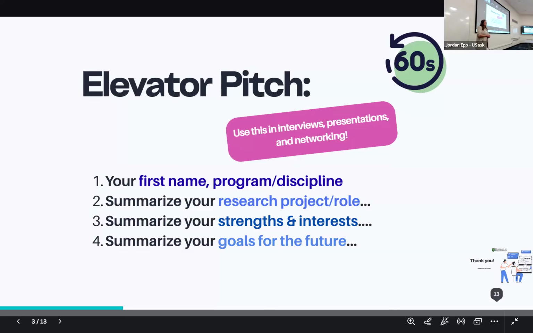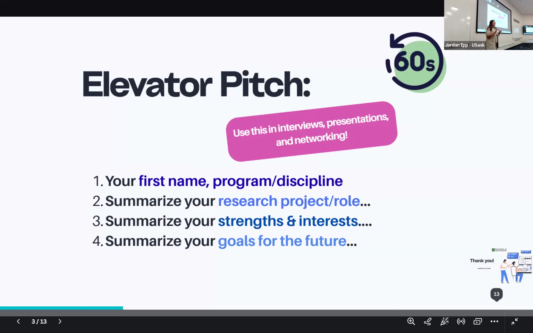So we call it an elevator pitch because elevators are usually a pretty short ride, right? 30 seconds, 60 seconds. So that's all you have to make an impact, right? And you can do this with your professors at the end of class, at a networking event, or it's going to be really helpful practice for your presentations at the SURE Symposium. So yeah, really helpful for interviews, presentations, and networking. So it goes a little something like this.